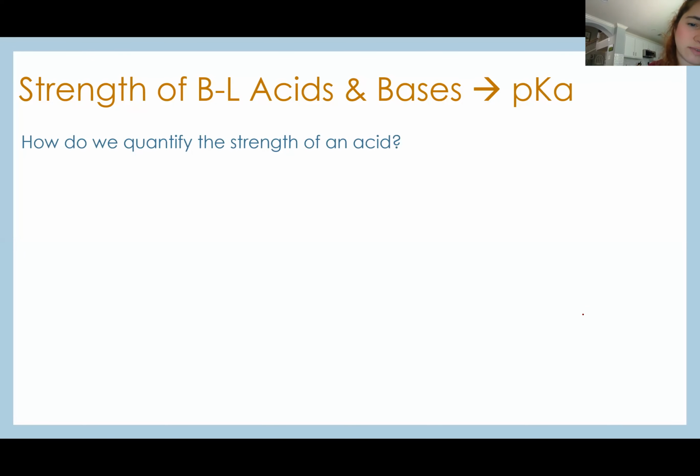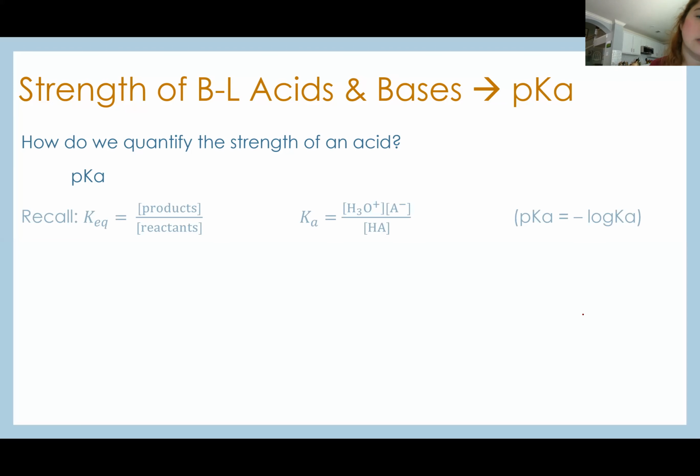So how do we quantify the strength of an acid? In chemistry, chemists use pKa to talk about the strength of an acid. So we have to remember where this number comes from. If you want to calculate any value of K, like a Keq, it's always going to be the concentration of the products over the concentrations of the reactants. And there may be some exponents involved depending on coefficients in your reaction.